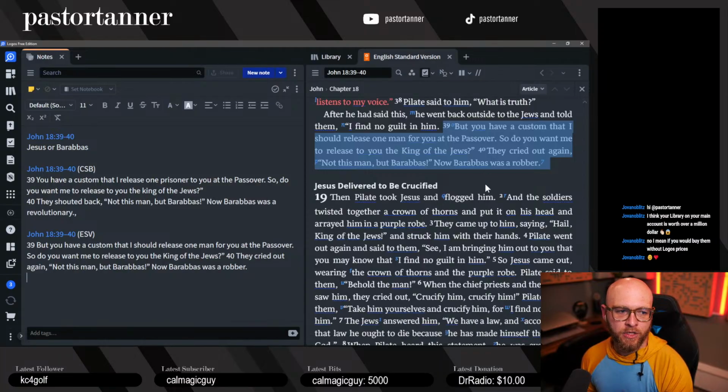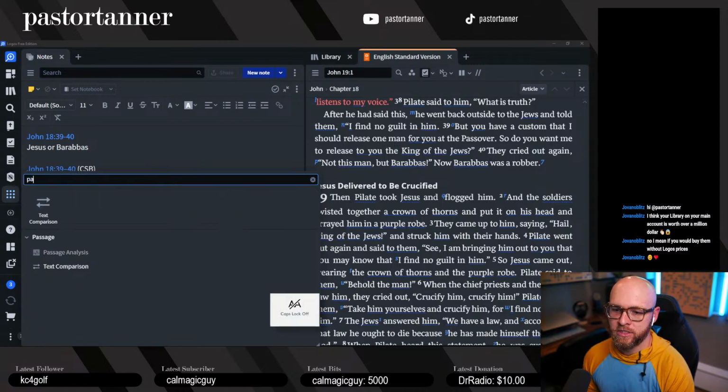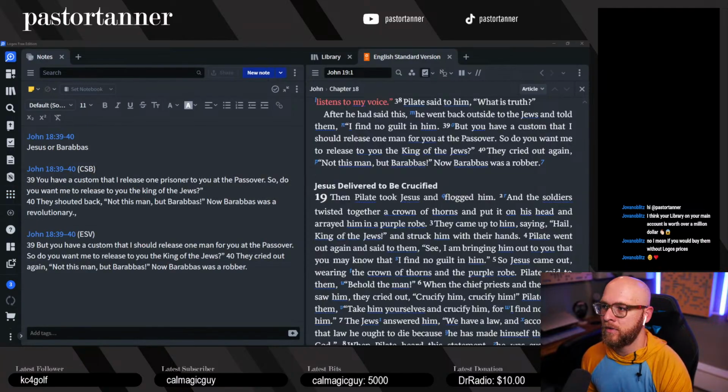And I'm going to go through and do each of the translations, but if you don't know of it, there is a tool here, I believe it's called the passage analysis, and you can compare each of them. Oh, it's this text comparison. Both are actually really good. So there's passage analysis and text comparison.